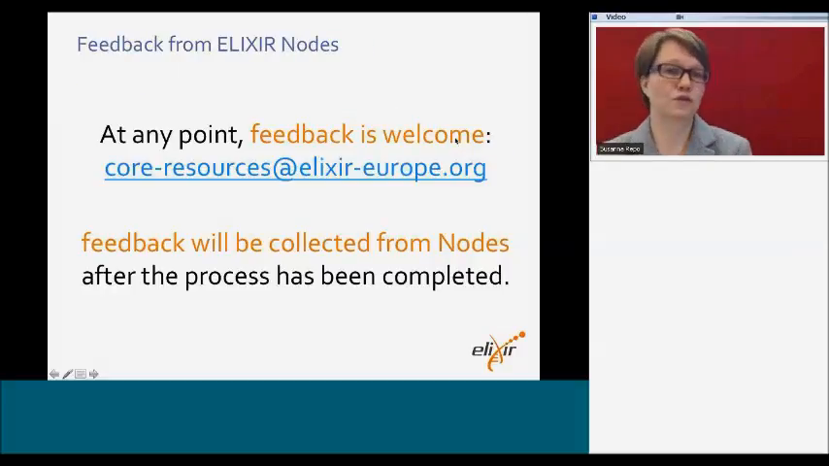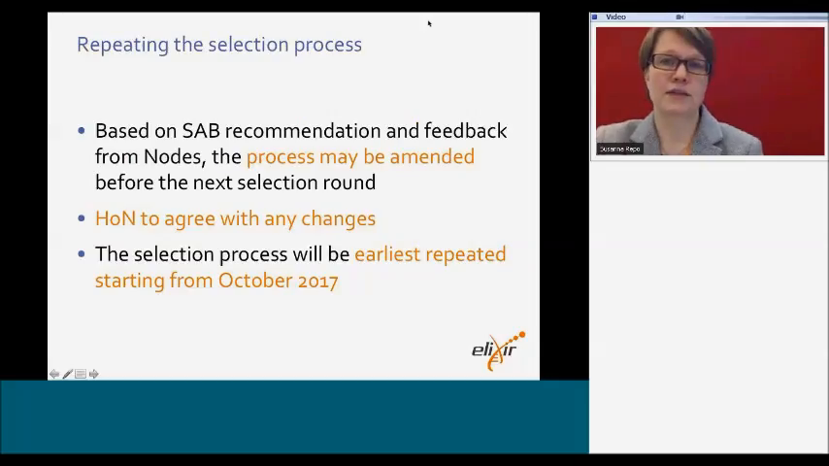Like I said, we look forward to having feedback from ELIXIR nodes at any time. Please send us email, and there will also be a request for feedback at the end of this whole process, so that we know what the nodes thought of this process as well. And based on the SAB recommendation, we may amend the process before the next selection round. If we decide to do that, then of course the heads of nodes will agree with any changes, and the selection process will earliest be repeated starting from October 2017 if everything went as planned.